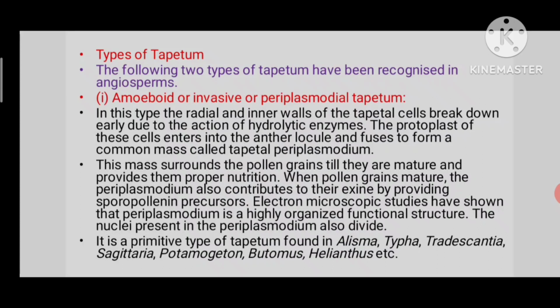Electron microscopic studies have shown that periplasmodium is a highly organized functional structure. The nuclei present in the periplasmodium also divide. It is a primitive type of tapetum found in Alisma, Typha, Tradescantia, Sagittaria, Potamogeton, Butomus, Helianthus, etc.